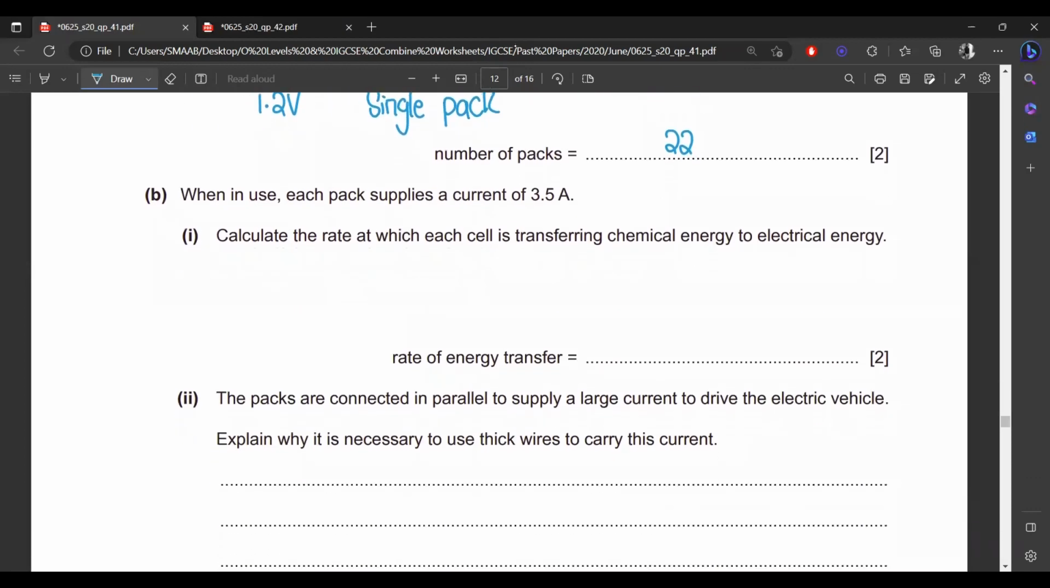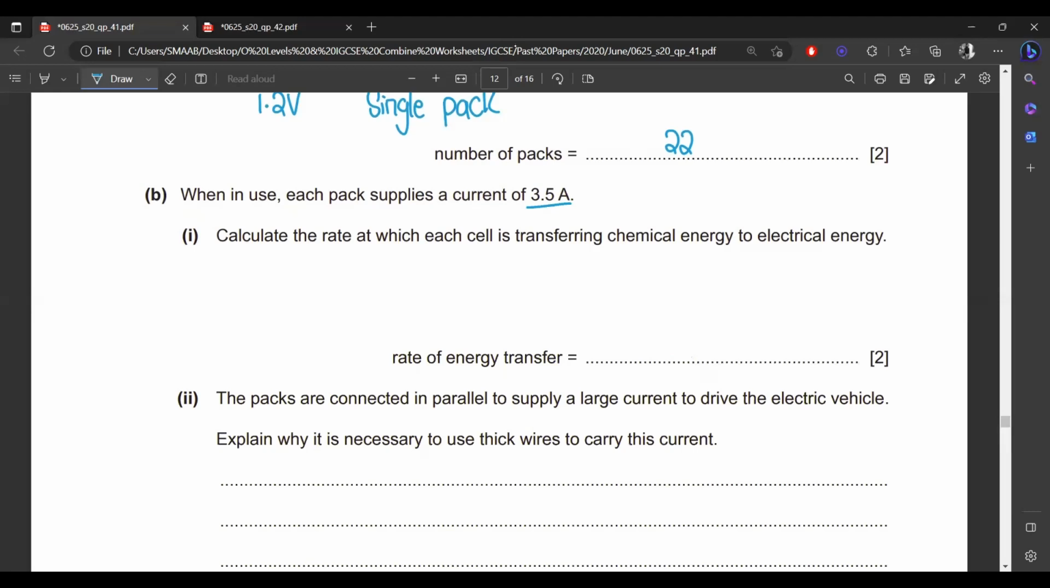Okay, when in use, each pack supplies a current of 3.5 ampere. Calculate the rate at which each cell is transferring chemical energy to electrical energy. So basically they are talking about the concept of rate, just like when we write the definition for power. Power is the rate of doing work, right? Yes. So they are talking about the concept of power.